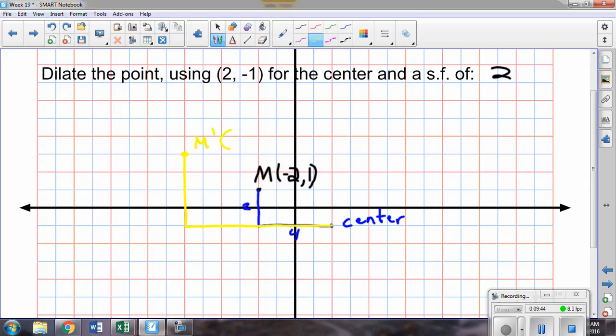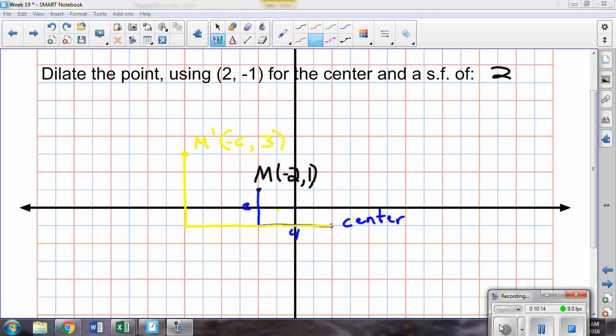Well, I am curious, what are the coordinates for our image of M? One, 2, 3, 4. 1, 2, 3, 4, 5, 6 to the left. 1, 2, 3 up. And of course, we should be able to quickly identify. Negative 2 times 2 is negative 6.